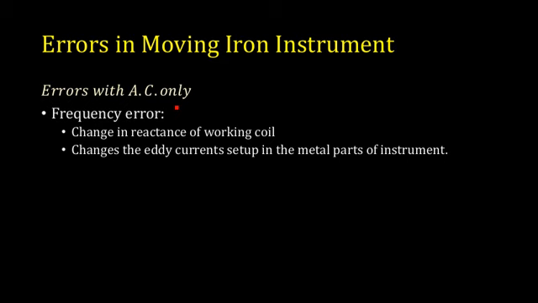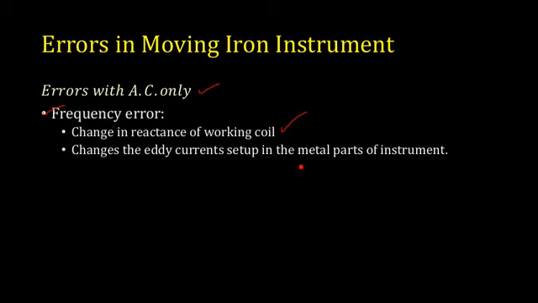Now there are some errors which are associated with AC only. So we have frequency error due to variation in frequency. This variation in frequency affects the instrument in two ways. One is a change in the reactance of the working coil. You are using the same instrument to operate at different frequencies, so that will be affecting the reactance of the working coil, and we have already seen how the frequency is going to affect the reactance and how we are going to reduce such effects. We have already designed shunts and multipliers to reduce the effect of frequency. Such modifications can be made in order to reduce the change in reactance of the working coil due to change in frequency.